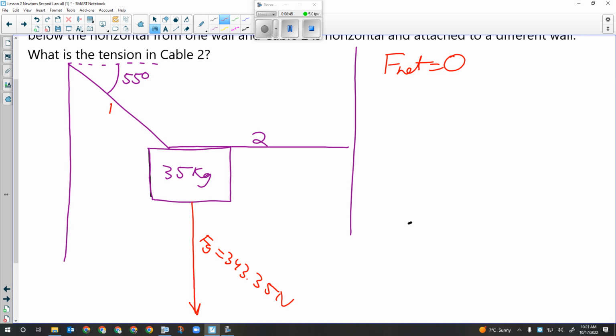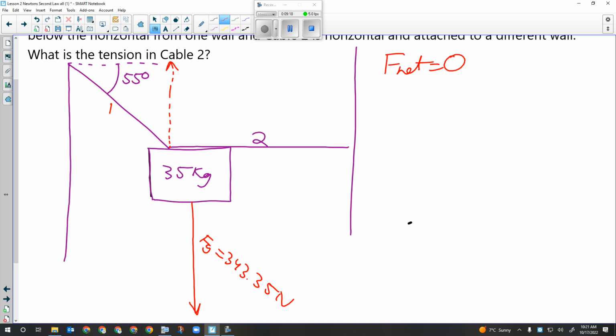What do I know about that cable? It's angled. What does that mean? Pulling up and to the left. Exactly. It has a horizontal and a vertical component. Okay. That line there is going to be its vertical component. How big is it? Keeping in mind what we said was the most important thing in this question, it's going to balance with the force of gravity.